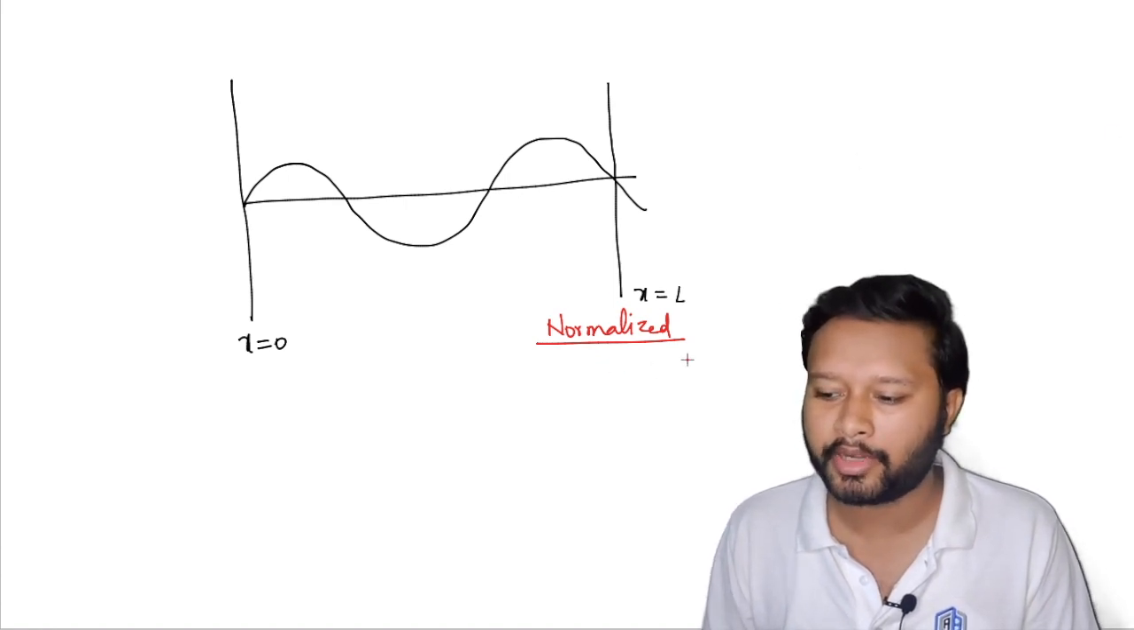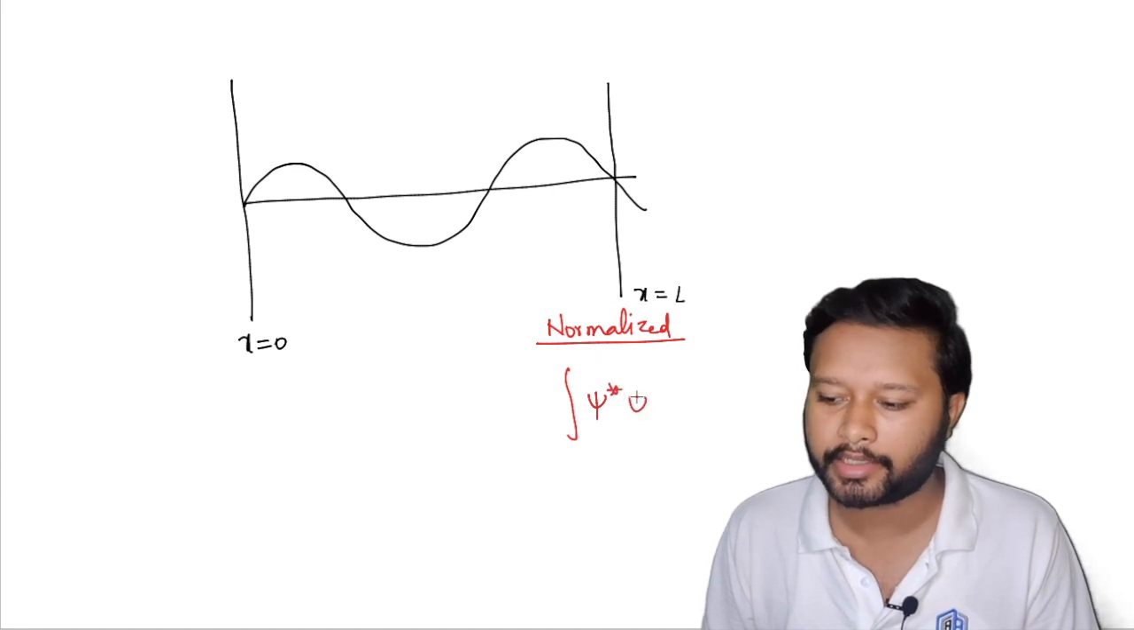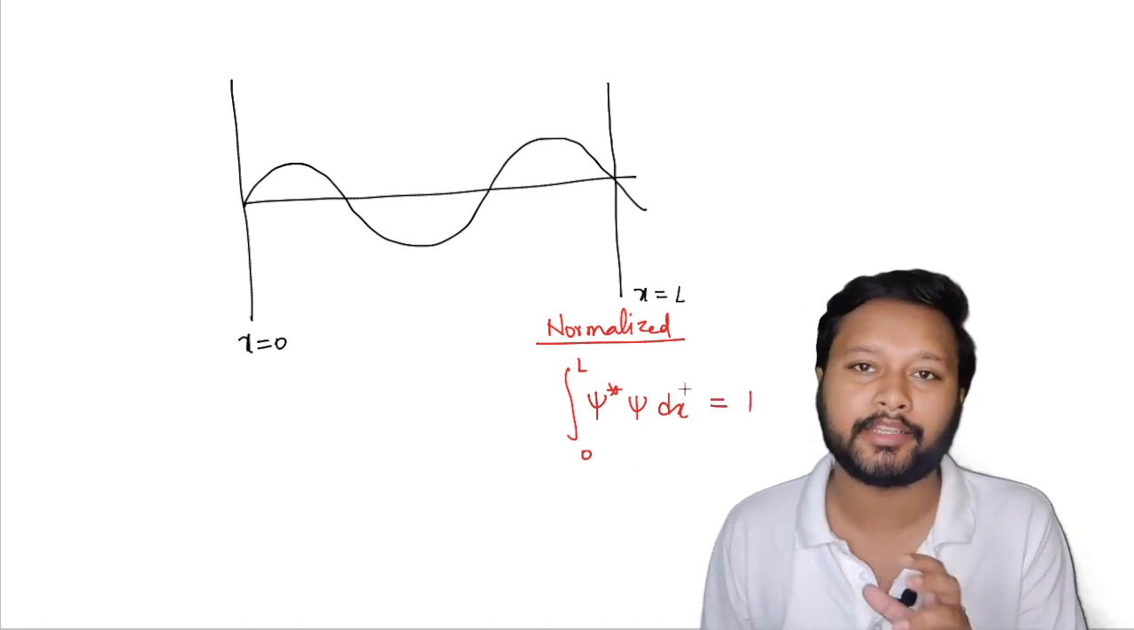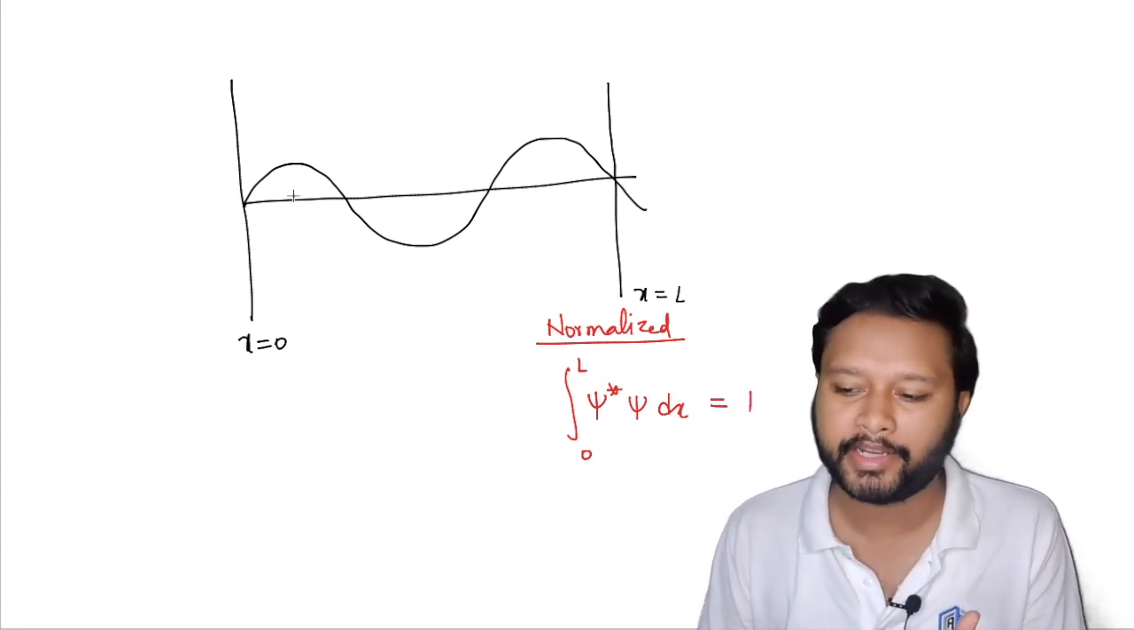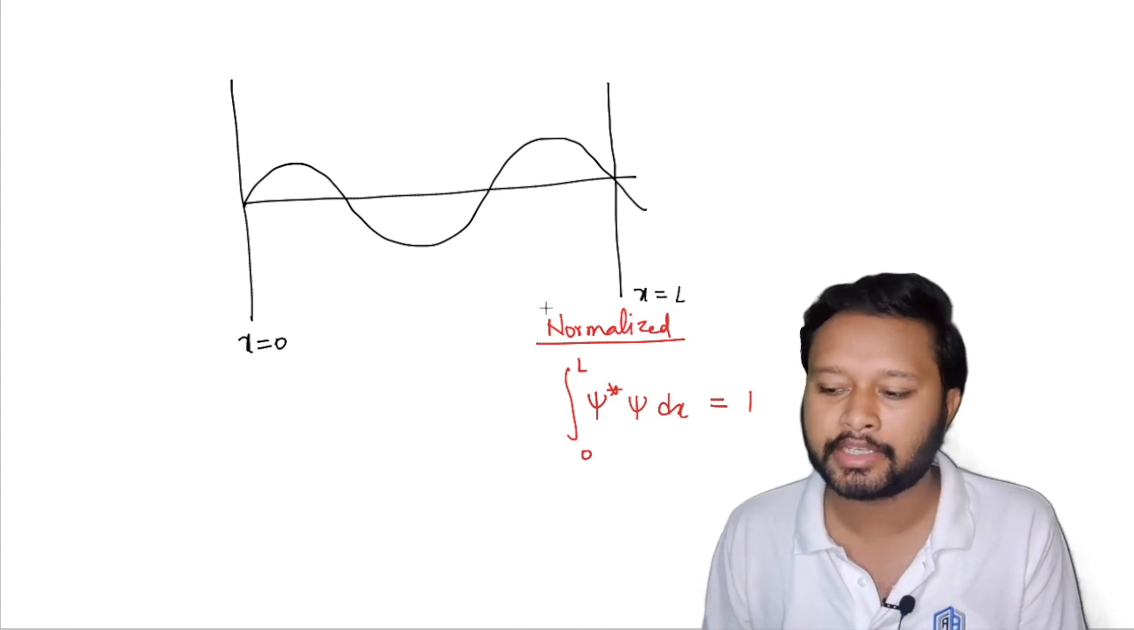That if it is a normalized wave function, then only you will get this thing, that is psi star psi dx from x equals 0 to L. This is going to give you 1. That means the total probability of finding the particle within this range will be 1.